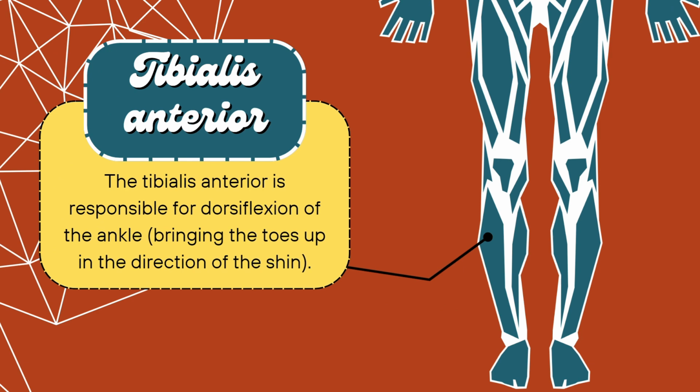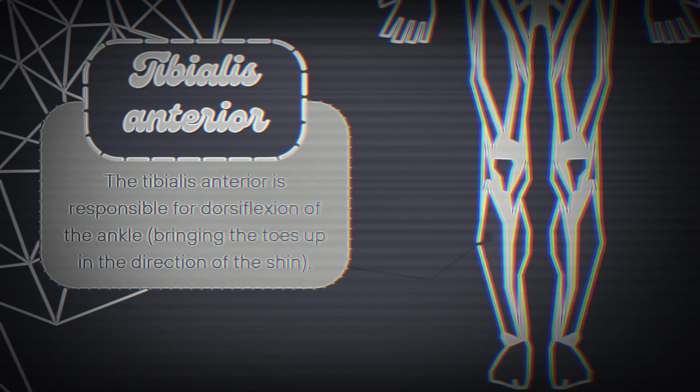Then we have the tibialis anterior. The tibialis anterior is responsible for the dorsiflexion. I know it's fancy, real fancy, of the ankle, which just means moving the toes up in the direction of the shin. The shin being the lower part, just 90-degree opposite, 60 or 45-degree opposite of your toes. I don't know if that makes sense. I'm sorry. Just contact me on WhatsApp.